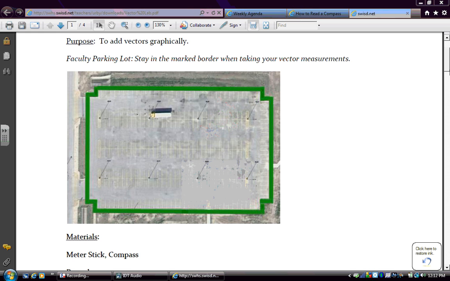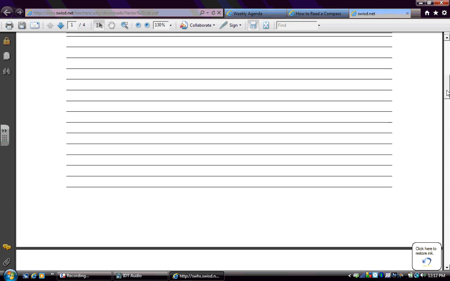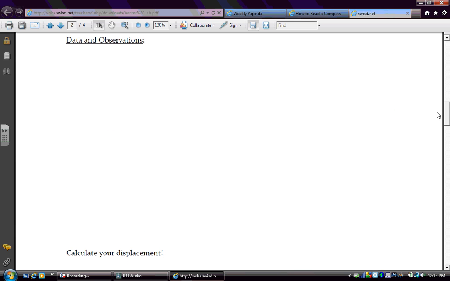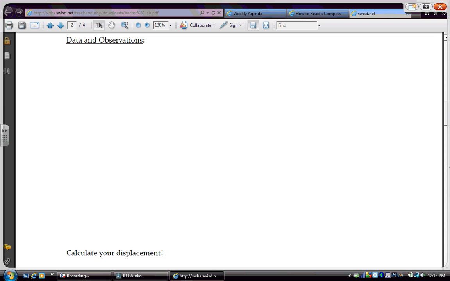We're going to do that outside, and then we're going to come back inside, and you're going to fill out this procedure section with the exact procedure for how we did the lab. So put it in your own words and do your best to make sure that someone could repeat our lab exactly the way that you did it. And then down here, make sure that you put all the vector values here. I don't want to see them all written up at the top by the map. I should see them here nice and neat, vector 1, vector 2, vector 3, and then where it says calculate your displacement, you'll write out your displacement right there.